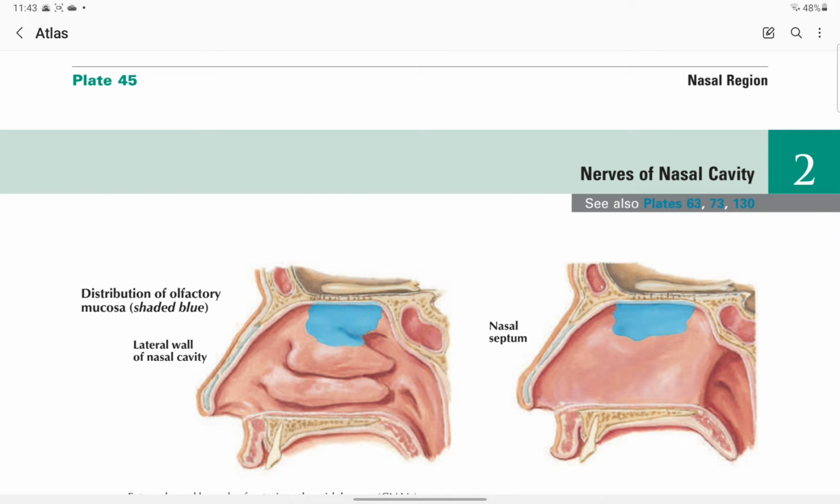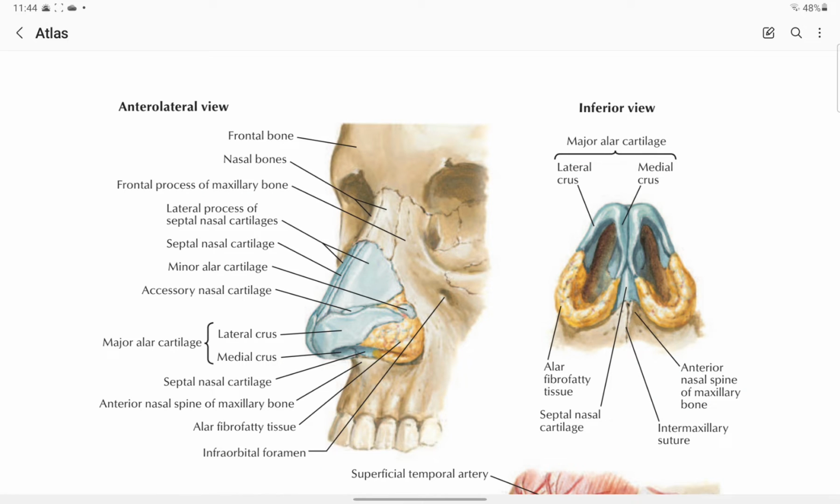The nose can be divided into the external nose as well as the nasal cavity. The skeletal framework of the external nose is bony as well as cartilaginous. The bony part includes the nasal bone and the frontal process of the maxillary bone. We have the septal nasal cartilage and the lateral process of the septal nasal cartilage. Then we have the alar cartilage: this is the major alar cartilage and this is the minor alar cartilage.